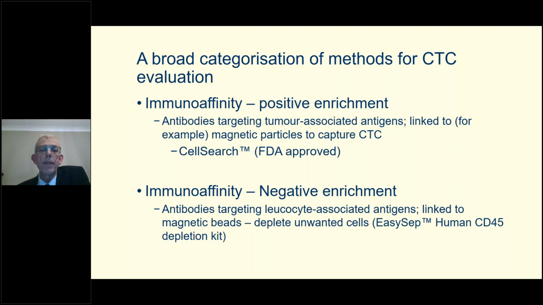Or you can go in the opposite direction for immunoaffinity, which is negative enrichment, so antibodies targeting leukocyte-associated antigens linked to magnetic beads to deplete unwanted cells. So here we can exploit the human CD45 pan-lymphocytic marker to deplete those cells that we don't want, and we're left with those rare CTC cells.